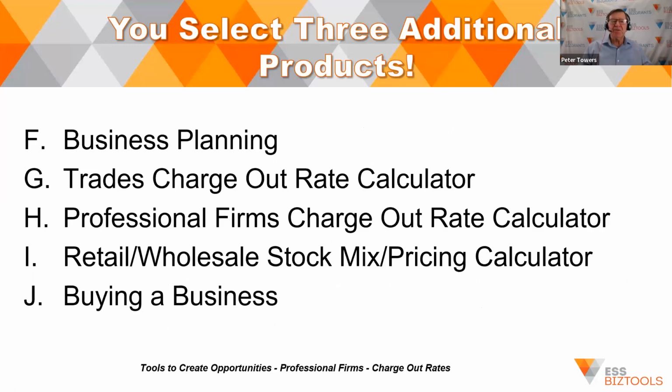We then have business planning, charge out rates for tradies, the professional firm charge out rate calculator, which I just showed you. Now, if you've got a number of professional firms, you'll pay for this subscription, $795, no trouble at all in just doing those calculations for your engineers, architects, town planners, solicitors, and making sure that they're on track, comparing then to what they're currently charging and seeing how it works out.